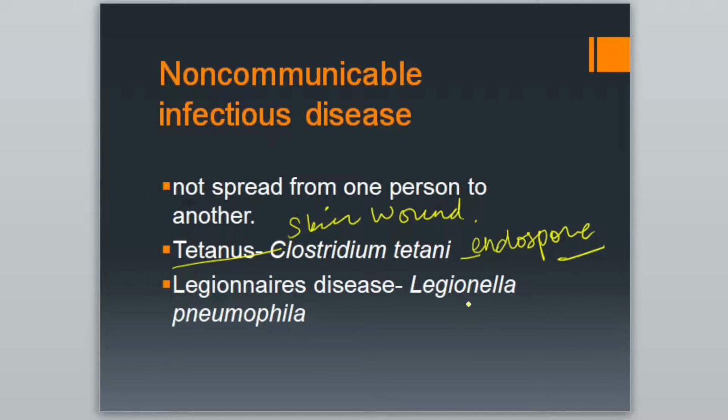Now, it cannot be passed from an infected person to another person. It means if someone is infected with tetanus, they will not spread this to another person who is uninfected. Just remember that. It only transfers through skin wounds. And the causative agent would be the endospore.